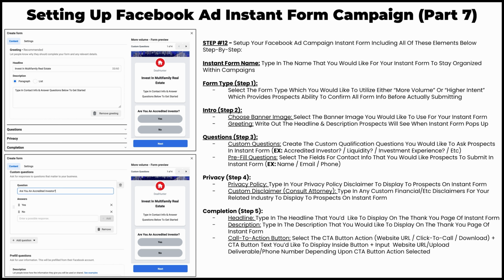So you have the headline. You can type in the headline that you'd like to display on the thank you page of your instant form. You have the description. So you can type in the description that you'd like to display on the thank you page of your instant form. And then you have the call to action button, which you can select, which is going to be your website URL.